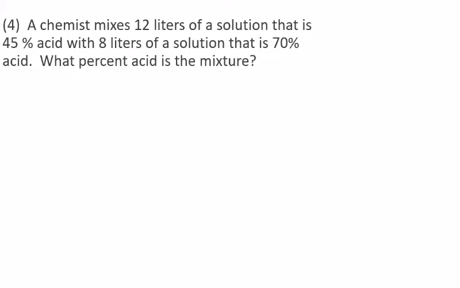Right, example number 4 for mixture problems. The chemist mixes 12 liters of a solution that is 45% acid with 8 liters of a solution that's 70% acid. What percent acid is the mixture? All right, so this one's a little different, but try to set up your table, and I'm going to pause it here, and then I'll show you the table when you get back.